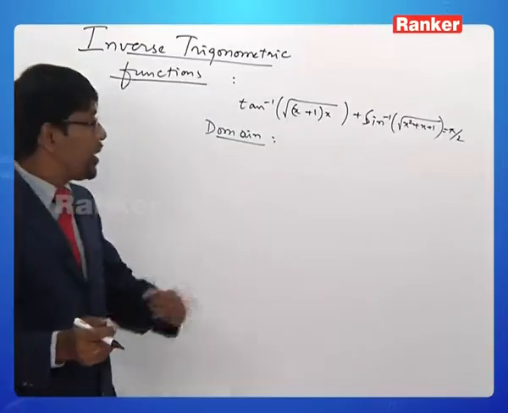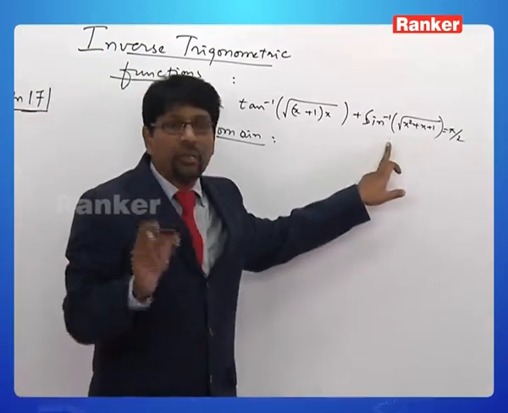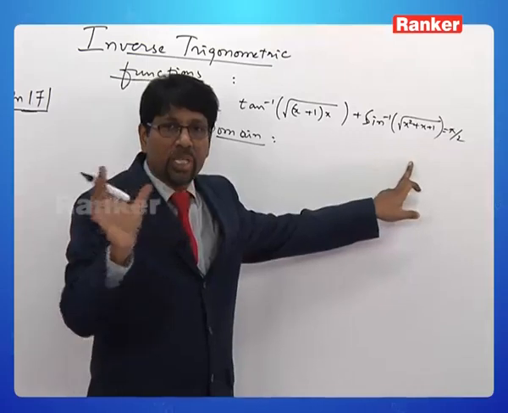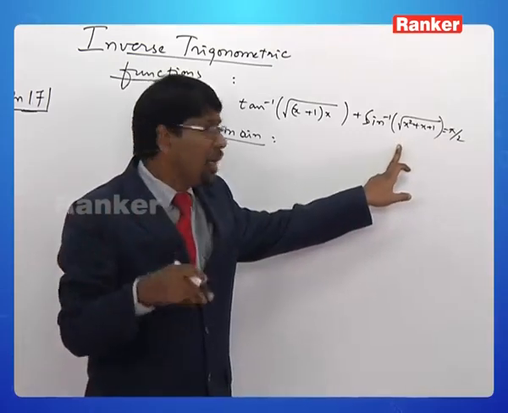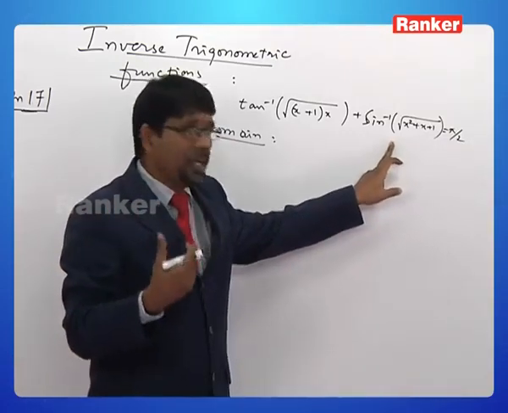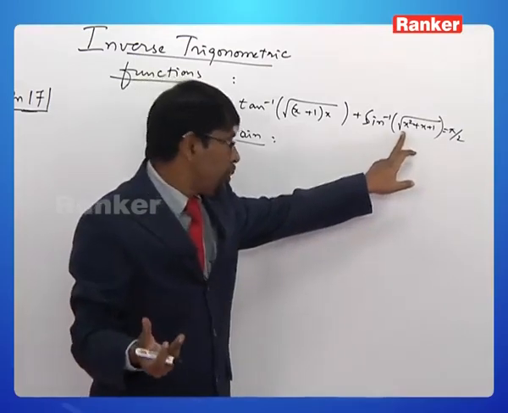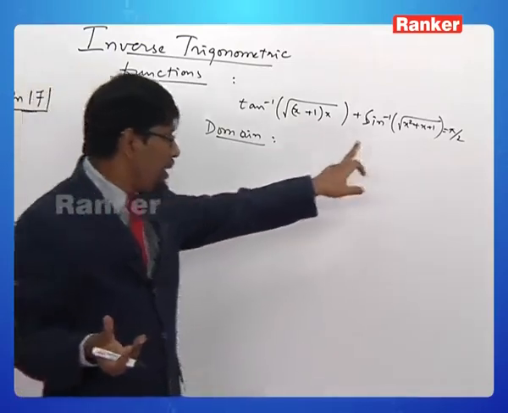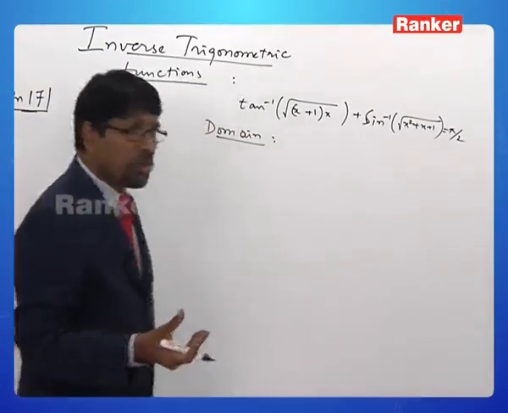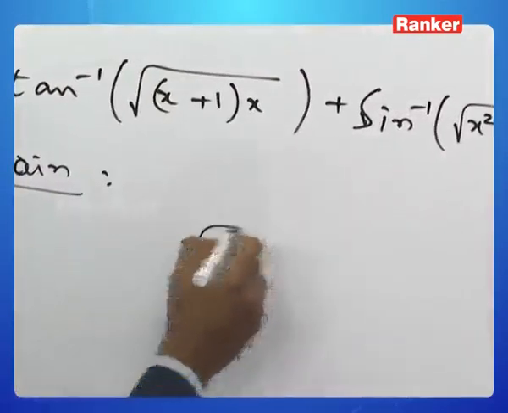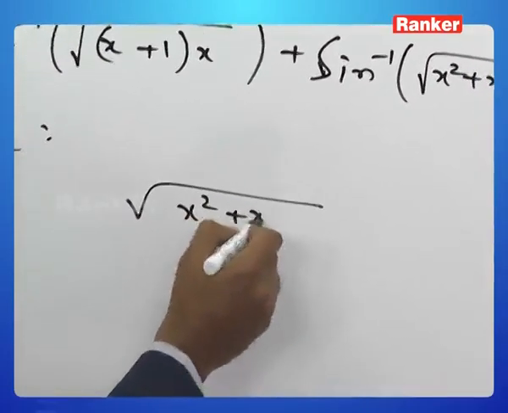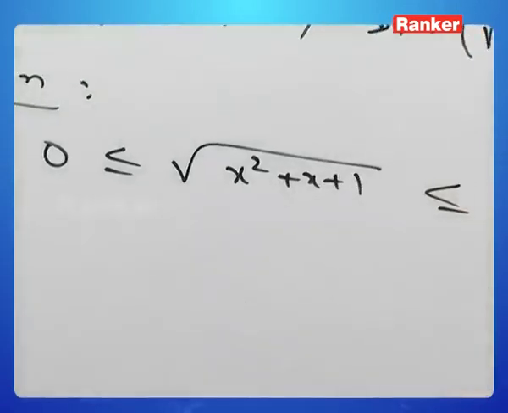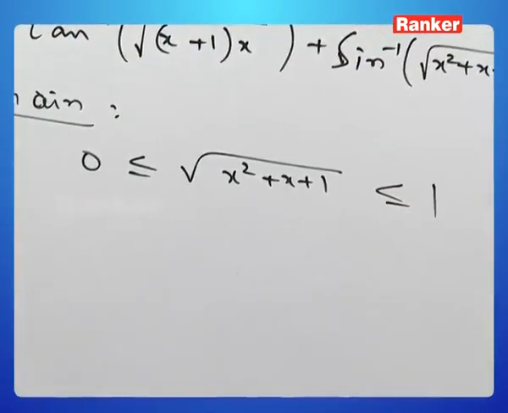What do I mean by domain consideration? Sine inverse is valid only for values between minus 1 to 1. Sine inverse can admit as input a number between minus 1 to 1. Now, root of x square plus x plus 1 is a non-negative quantity. Therefore, this has to be between 0 and 1. So root of x square plus x plus 1, we have to have it between 0 and 1. For what values of x is this going to happen?